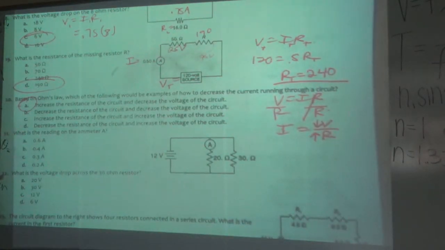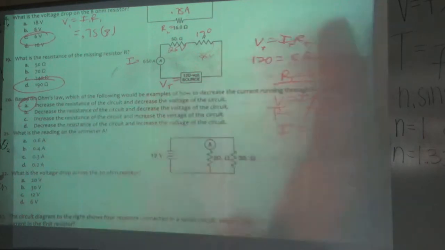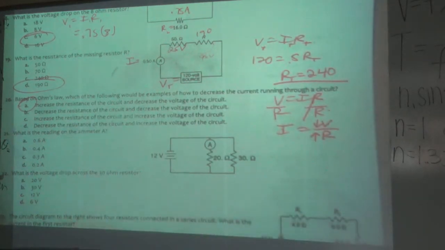You also can think about it conceptually, like the voltage is like your battery. The less battery, the less current that's going through it. And then the more resistance, well, resist means go against, so if I have more resistance, then less can get through.